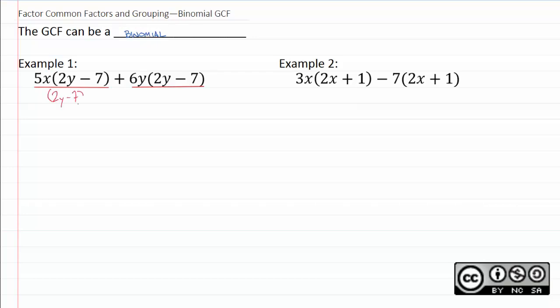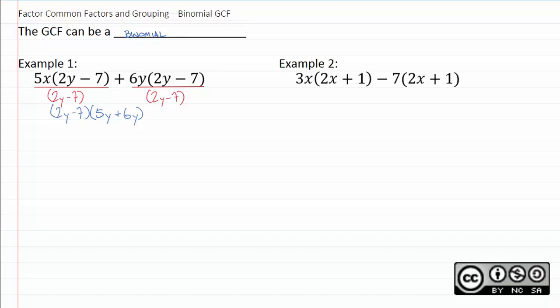So 2y minus 7 here, 2y minus 7. Again, do not forget to write it. So we'll have 2y minus 7 off to the left. And then the remnants here, well, we just have 5x left over there. And we just have 6y left over here. And that's all this is. So we just look for parentheticals that are common and simply factor them out.